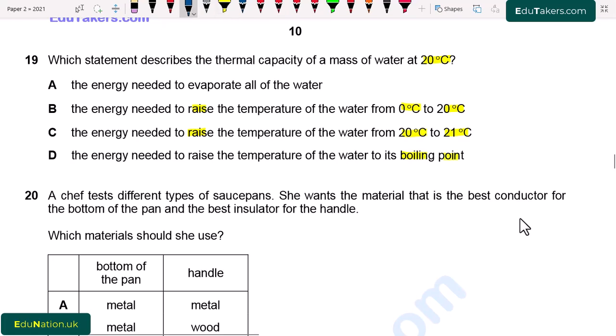So first of all, it is given in the question that what is the thermal capacity at 20 degrees C. It means that the energy needed to raise the temperature of the water from 20 degrees C to 21 degrees C. So option C is correct.